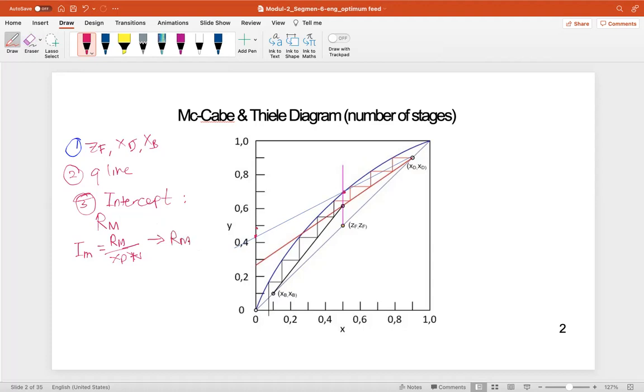Okay, so you can find the intersection, the intercept when it's minimum, and then you can get the RM, using your calculator or by hand. Then let's check your problem definition. What is your reflux ratio? Is it 1.2, 1.5, or 1.25? And then you can find the RM.